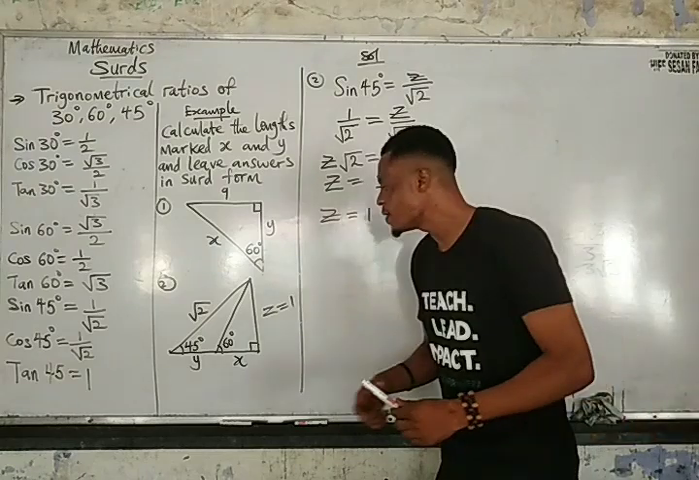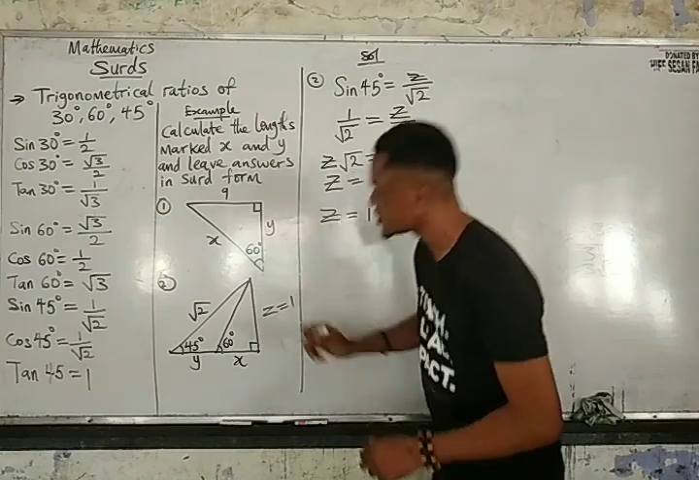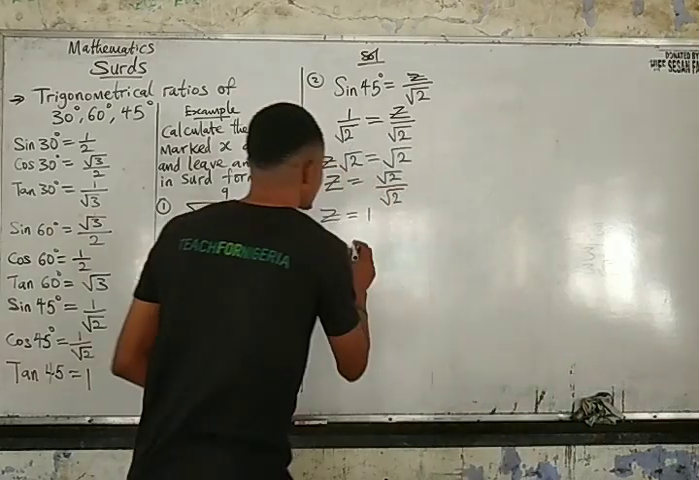Now moving on from here, we can now resort back to this triangle, this and this. I'll quickly draw that one out.